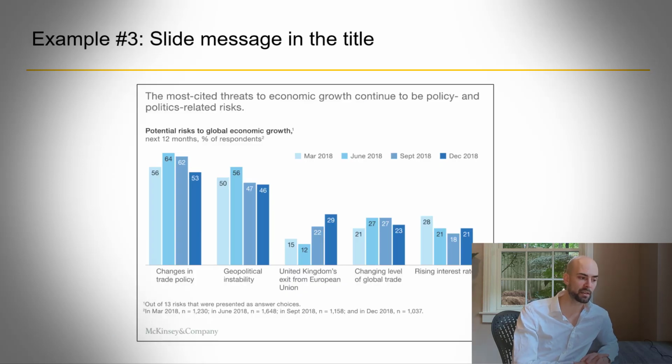The last example here, the title says, the most cited threats to economic growth continue to be policy and politics-related risks. Here I would say this is actually a good title. It tells you, based on the survey, among a variety of threats, policy and politics-related risks are the ones people are most concerned about. And when you look at the content area, the chart, the survey respondents support that. There's evidence on the slide supporting that statement, that message at the top. And that's basically what you're trying to aim for.